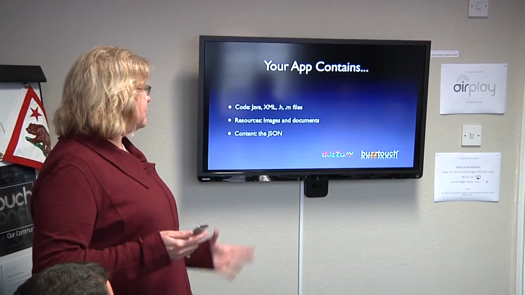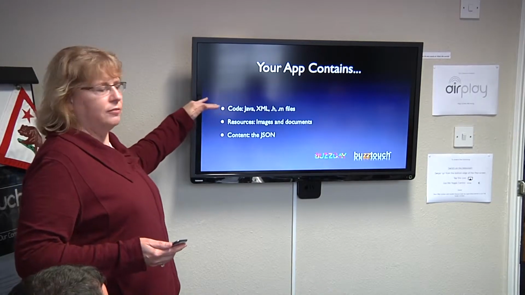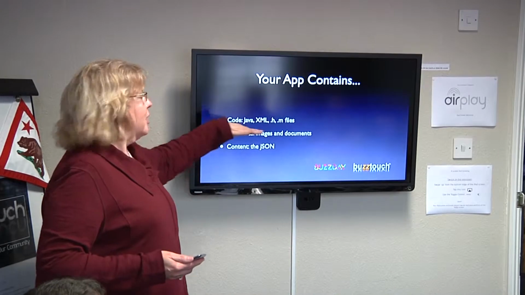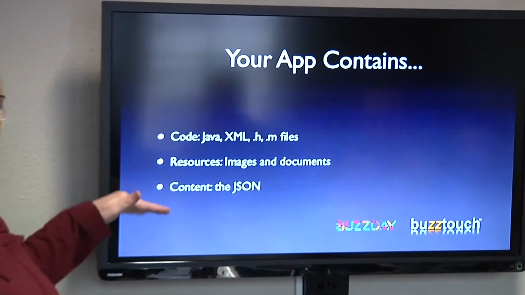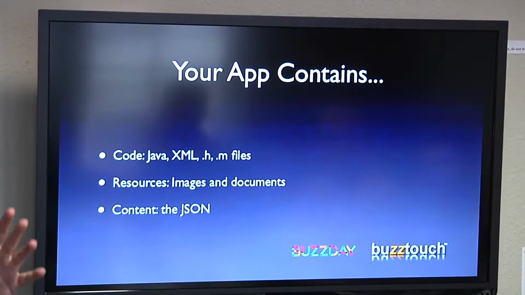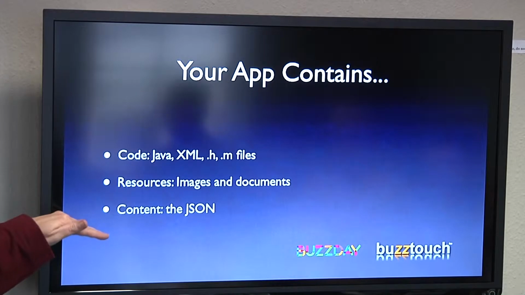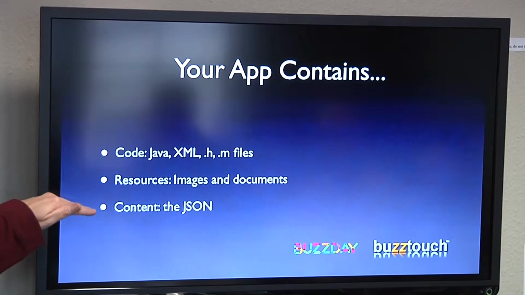Now, your app contains, you kind of talked about this already, David, but I broke it into 3 parts of what's inside an app. First of all, you have the code. You have your Java, your XML files, your HTML files. That's one set of what's in your app. You also have the resources, your images and your documents, your PDFs. That's another set of what's in your app. But your content is all driven by the JSON. Your JSON is the part that you put into the app, right? This is what you own.